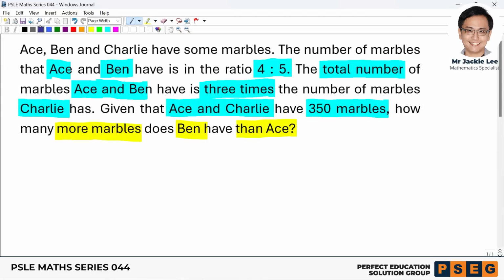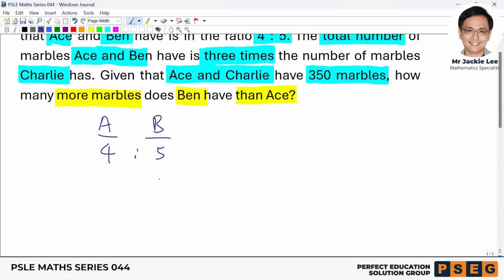Okay, so now we can do something like this. This is Ace, Ben. So 4 to 5. When Charlie comes in, Ace and Ben's total is 3 times Charlie. So these two added together is 9. Then 3 times, that means this should be 3. Am I right? So they're in the ratio of 4 to 5 to 3.